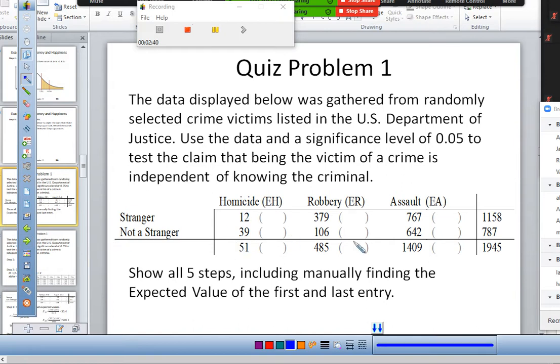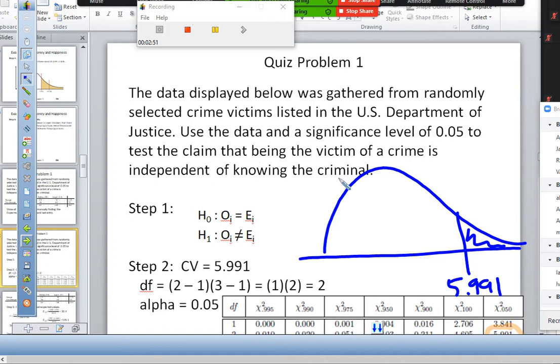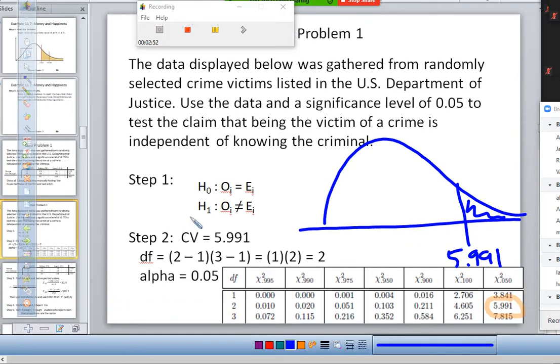Now, here's your quiz problem. Again, this is a 2 by 3, right? Because we have 2 rows and 3 columns. So we're going to first figure out what our step 1 is. Step 1 is going to be that H naught is O sub I equals E sub I, and H1 will be O sub I is not equal to E sub I. And then you have step 2, finding critical value.